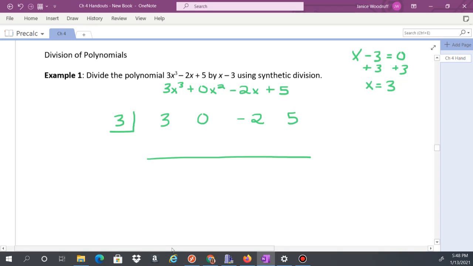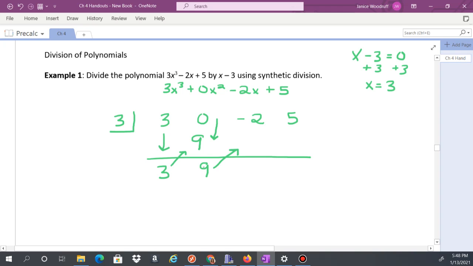And then I do my synthetic division part. The first thing I do is bring down my first value, which is a 3. Then I multiply 3 times 3, and I put it right here. So I can draw another arrow here. So that's going to be 9. Then I combine, or I add, down this way. So 0 plus 9 would give me 9.